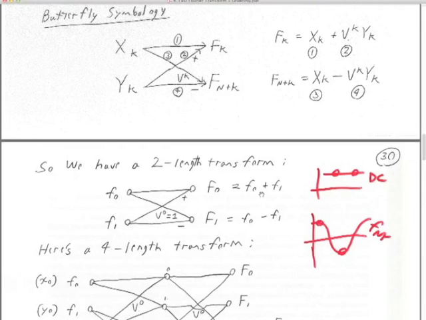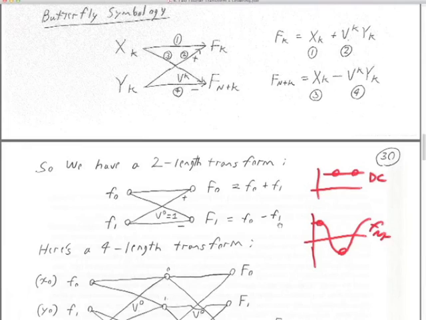Here n is 1, k is 0. So this two-length Fourier transform contains big F0, which is little F0 plus V to the 0th power, which is 1, times F1. And then the second element of the two-length Fourier transform is F at 1, which is F at 0 minus V to the 0th power, so minus F at 1.